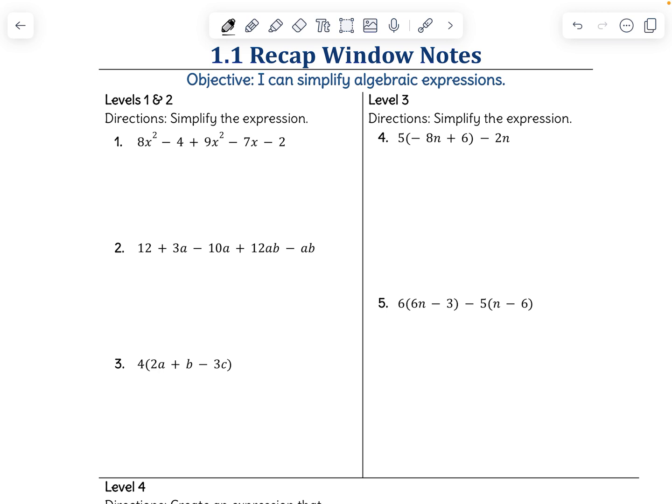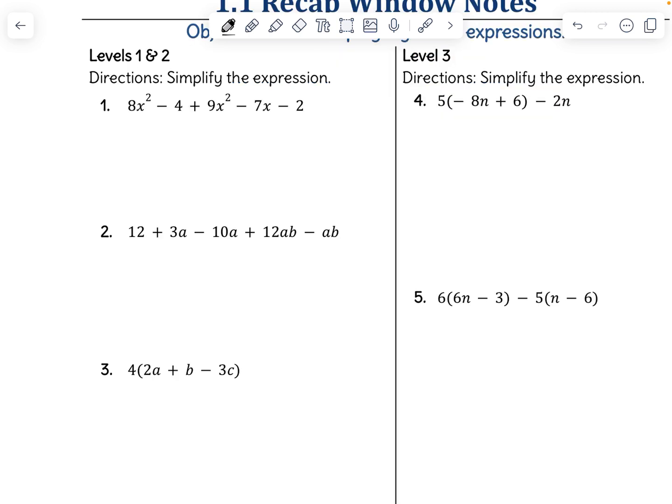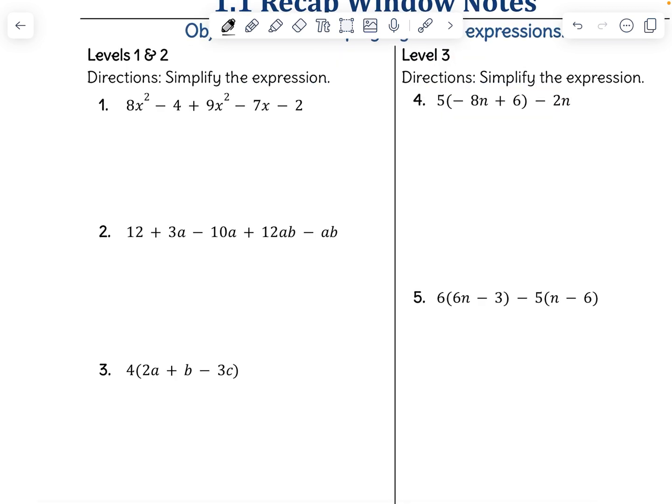Okay, so examples 1 and 2, you cannot see any parentheses. So you are going to combine like terms. Example number 3, you can see parentheses. So in order to simplify number 3, we are going to use the distributive property. So let's look at number 1 first.